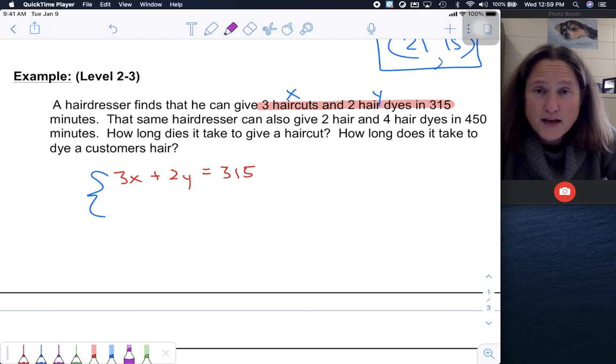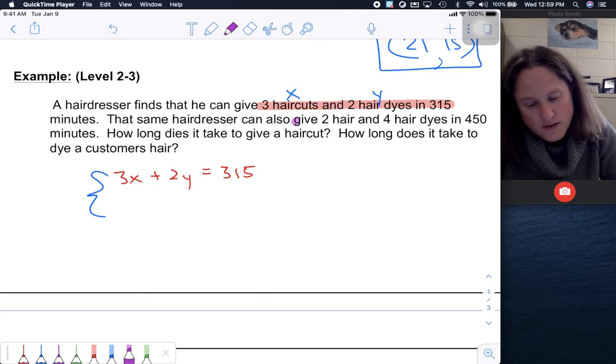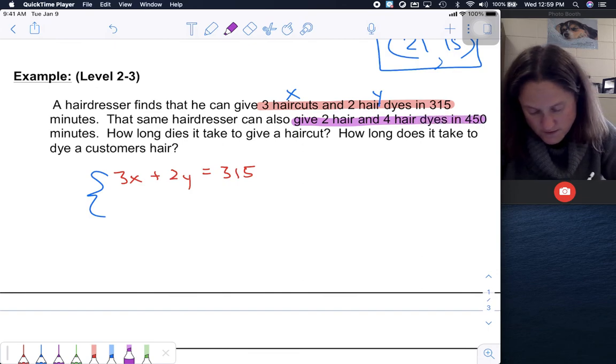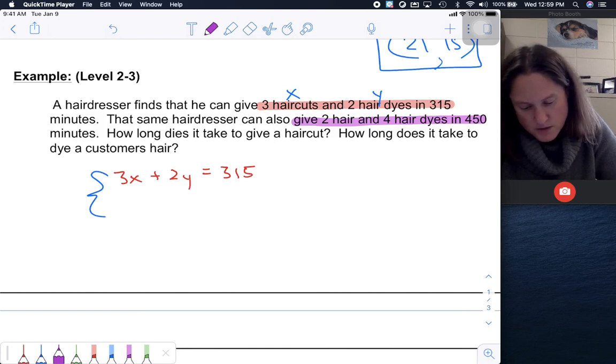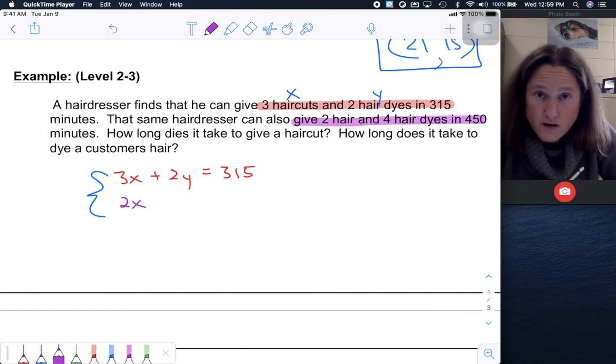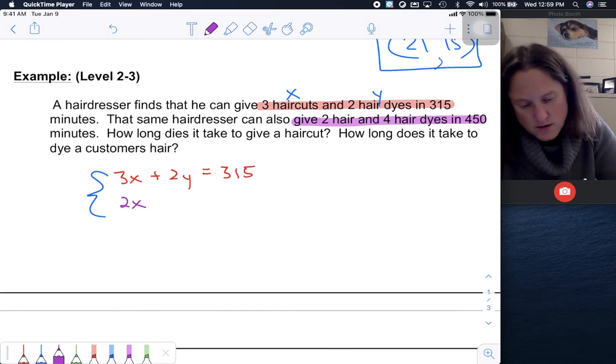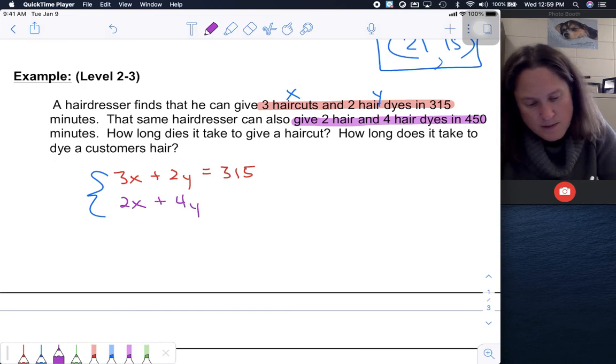Now I'm going to do the exact same thing for the other scenario. They can give 2 haircuts and 4 hair dyes in 450 minutes. So this time, instead of 3X plus 2Y, it's going to be 2X, because the haircuts are my variable X, plus 4Y, those are the number of hair dyes, is equal to 450 minutes.